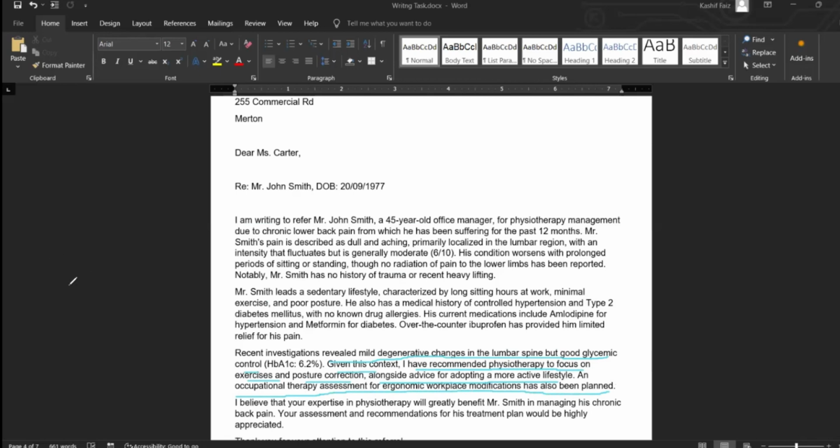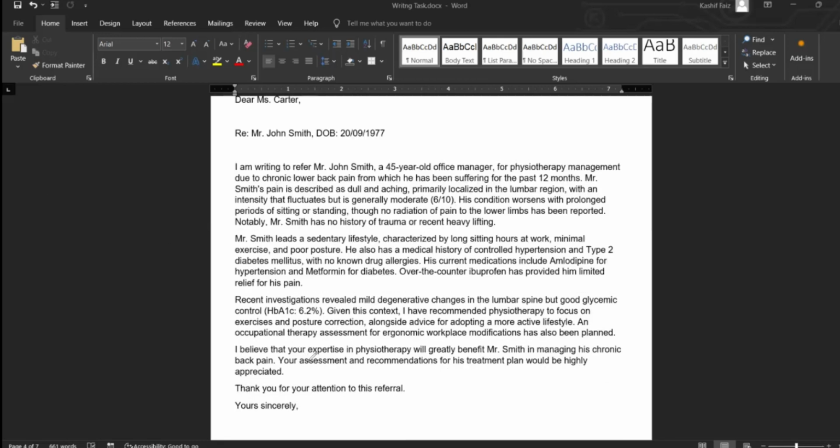Okay, so in the first three paragraphs, you have explained the pain, the relevant past history, and your assessment and your management plan. In the fourth paragraph, which is the last paragraph, you need to close the letter. How will you close it? You will say, I believe that your expertise in physiotherapy will greatly benefit Mr. Smith in managing his chronic back pain. Your assessment and recommendations for his treatment plan would be highly appreciated. Thank you for your attention to this referral. Yours sincerely, and then at the end you will write XYZ.